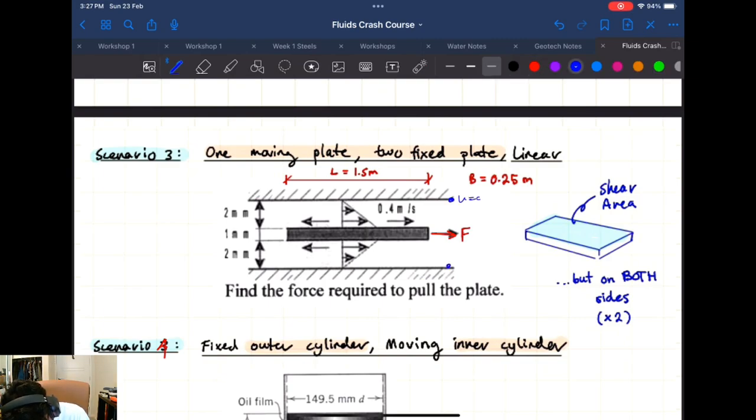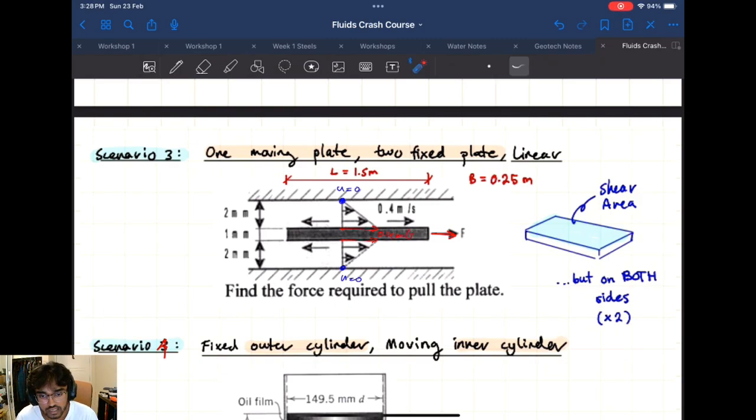So u equals to, oh sorry, wrong. Should be here and should be here. u equals to 0, u equals to 0. And then we've got one moving plate in the middle, right? And they've told us that it's moving with a velocity of 0.4 meters per second. This velocity here is going to be 0.4 meters per second. So that's going to be our maximum velocity.